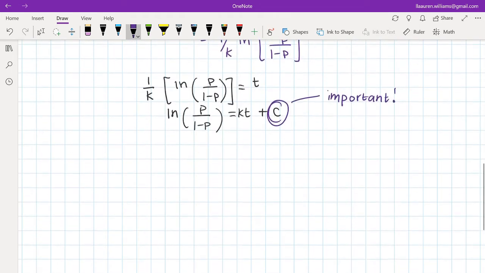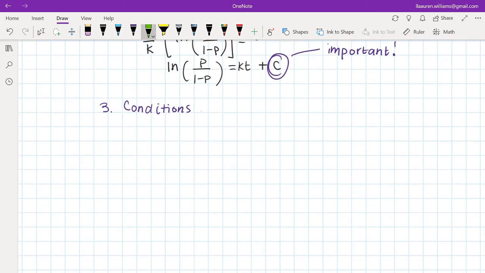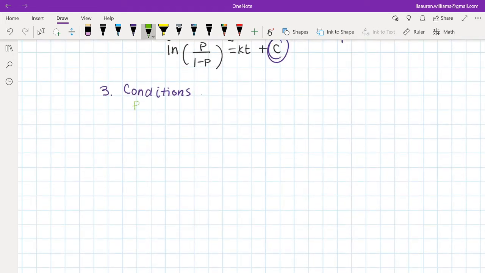So our third step is to apply the initial conditions. In our case, the initial conditions are p is equal to p naught, t is equal to 0. So we're going to put those into the equation that we just solved for and solve for c. So we get the ln of p naught over 1 minus p naught is equal to c, because the kt term gets canceled because t is 0.